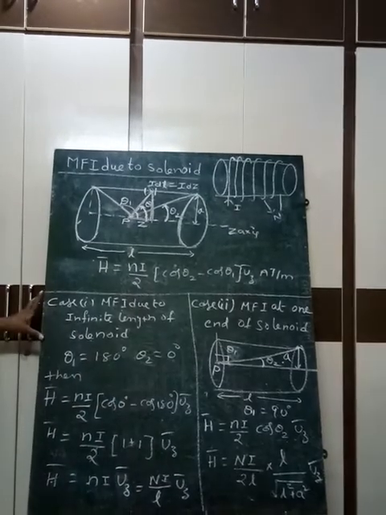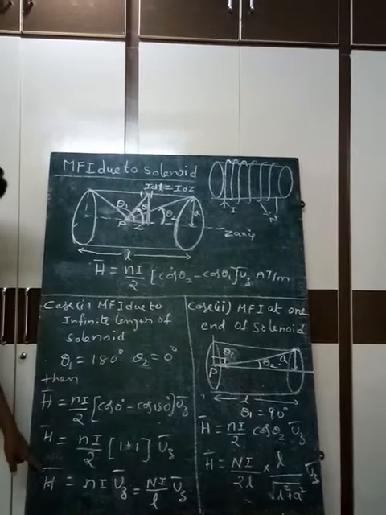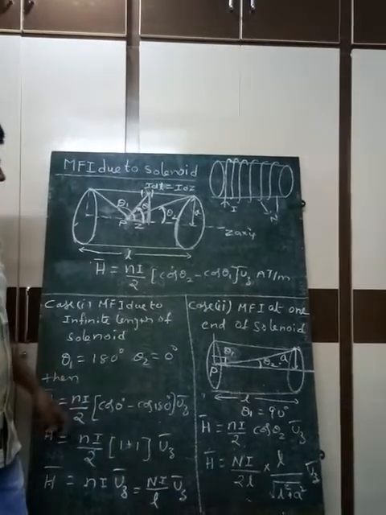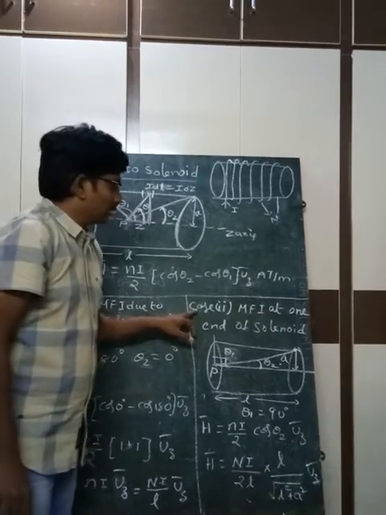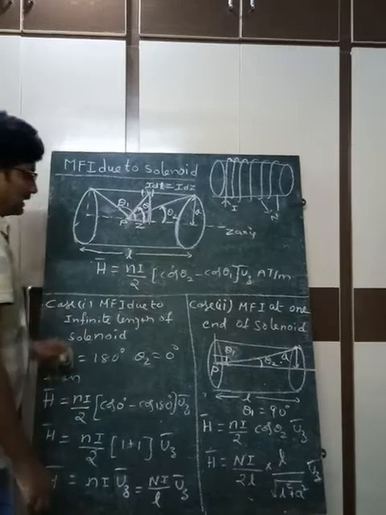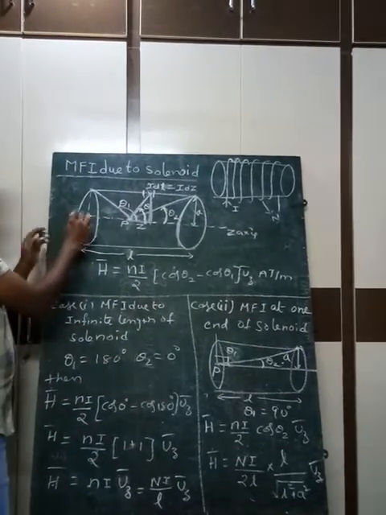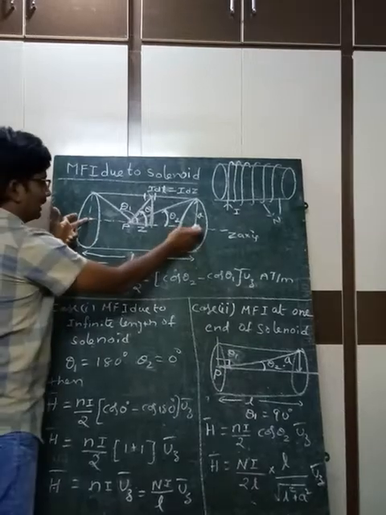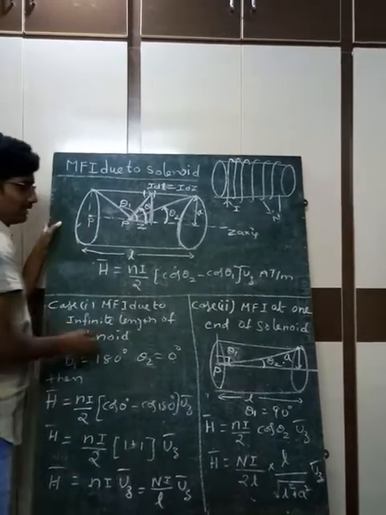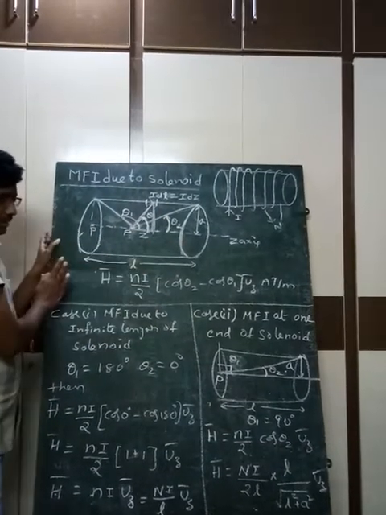So this is the magnetic field intensity at any point due to an infinite length solenoid, that is H bar is equal to capital N into I by L into uz bar. And in the second case, we are going to determine the magnetic field intensity at one end of the solenoid. Let us consider point P at this end of the solenoid. We have two ends, this is one end and this is the other end. If you consider point P at this end of the solenoid, then what is the magnetic field intensity at this point due to this solenoid?